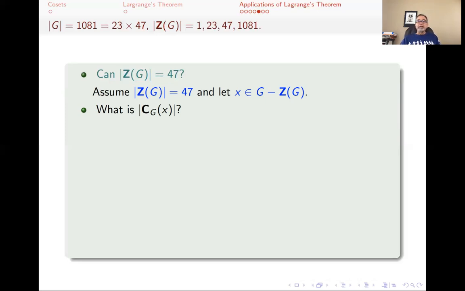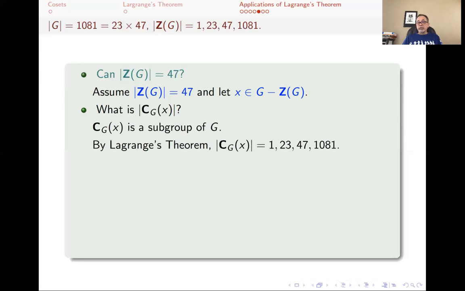So what is the size of the centralizer? The centralizer, again, is all the elements of the group that commute with X. Identity is one of them, but let's see. Now, the centralizer is also a subgroup. We have proved that, but it's also because the centralizer is the stabilizer of an action. What action? The conjugation action. But let's not get distracted by that. Let's just know that this is a subgroup.